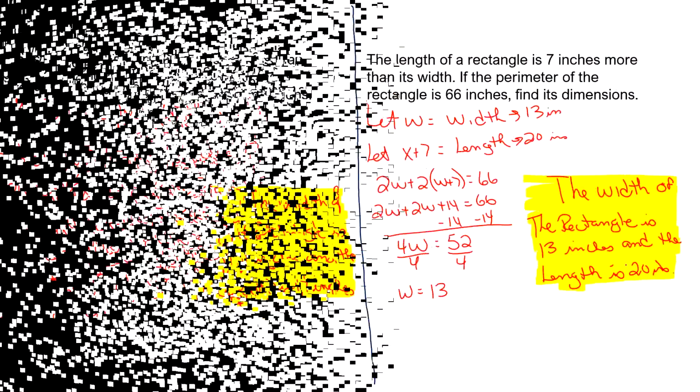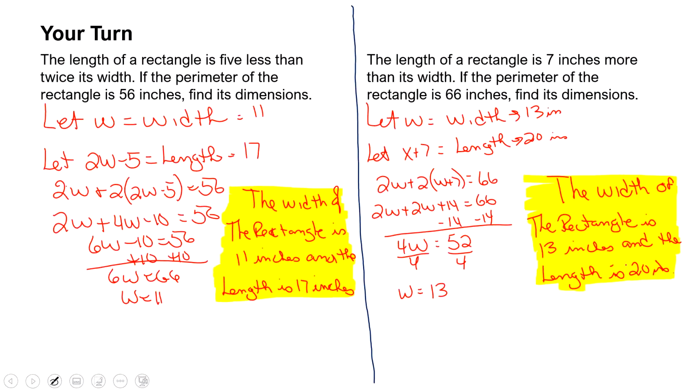Okay, so here we go. Again, width is W. 2W minus 5 was the length in that example. Width ended up being 11. The length ended up being 17. Again, W for width. X, or that should be W plus 7. Sorry about that. That should be W plus 7. So W plus 7 was the length. We went through and figured out width was 13, length is 20. So the width of the rectangle is 13 inches and the length is 20. Does everybody see that? Makes sense?